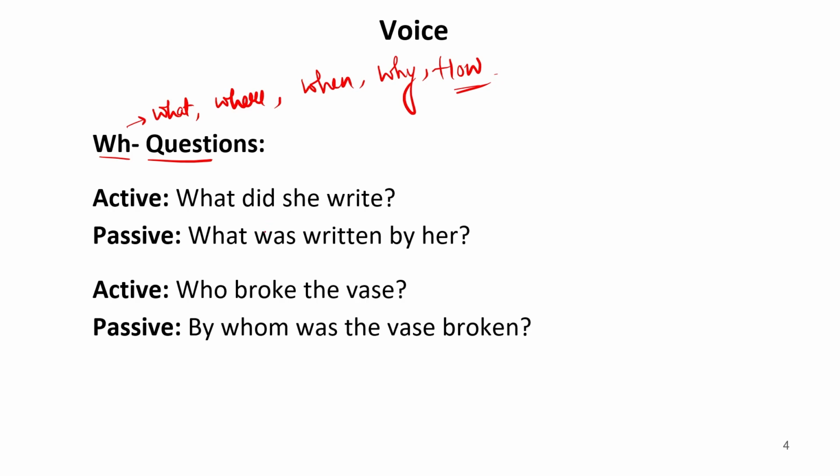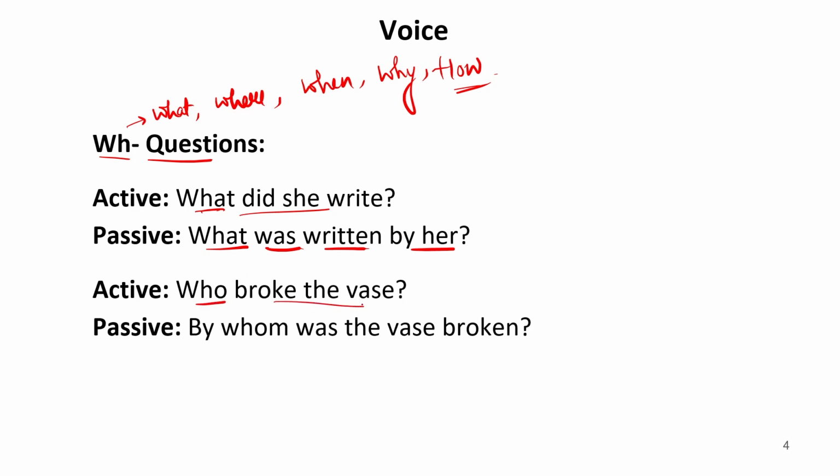Now the active sentence is, what did she write? So here we have what. If the question word is there, that has to be at the first place, what. Now did she write will be converted same as we did earlier. So did refers to past tense. It means was written by her. So the correct passive is what was written by her.